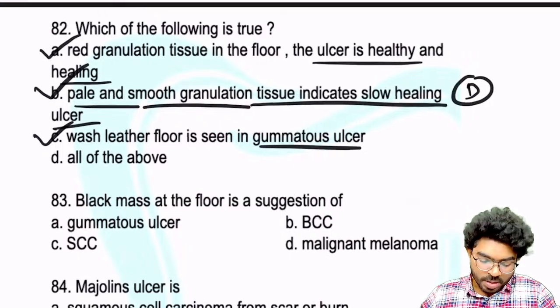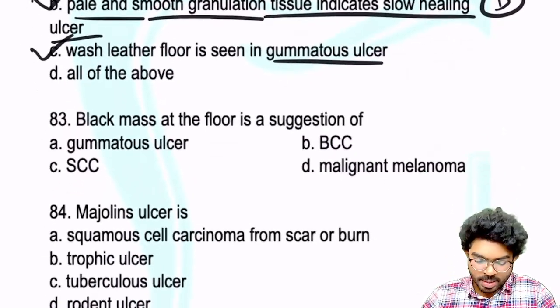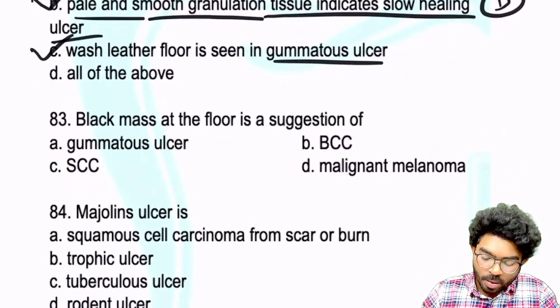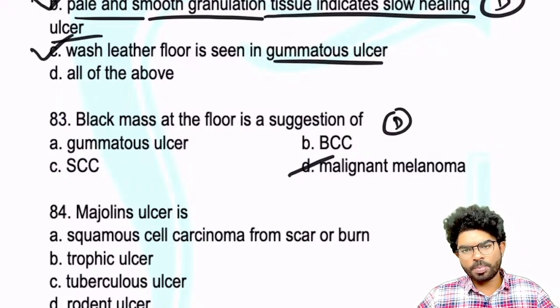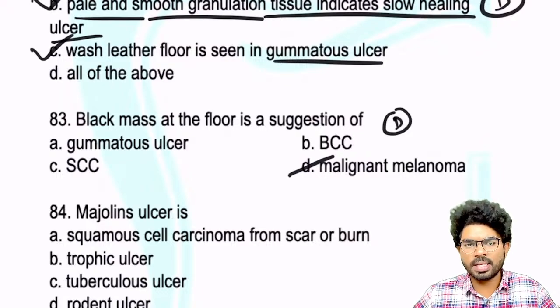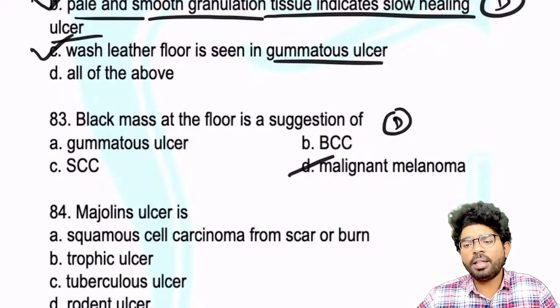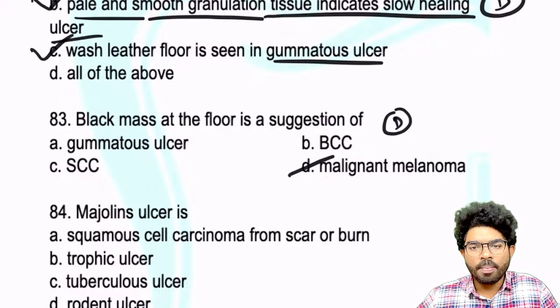Of course, we have discussed that a black mass at the floor is suggestive of malignant melanoma. Of course, it is multicolored. When compared to other options, you can blindly go for malignant melanoma as the answer for a black mass at the floor.